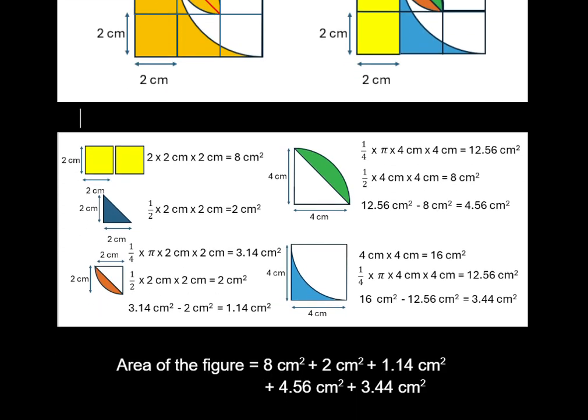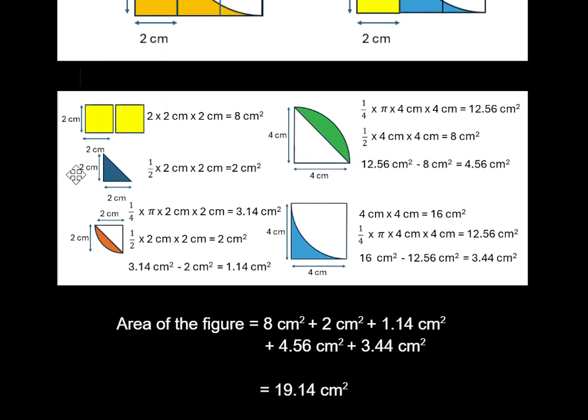So I have shown you how I compute it. For the 2 squares, of course, it is length times breadth, times 2. So 2 times 2 is 4, times 2 is 8. So this area is 8. This is a small triangle, so it's half base times height, so it's half times 2 times 2. So it's 2 centimeter square.